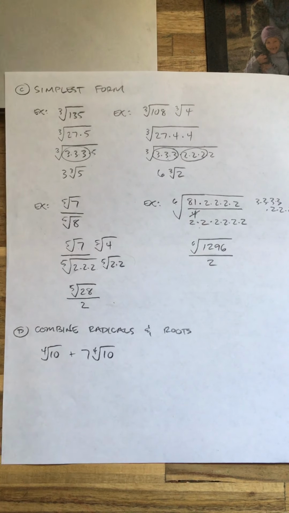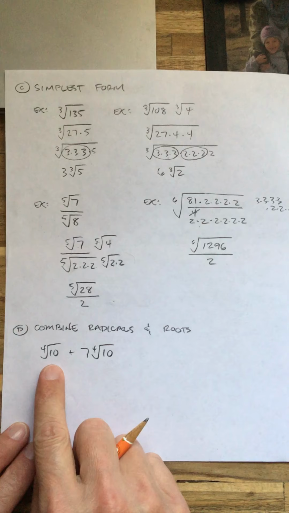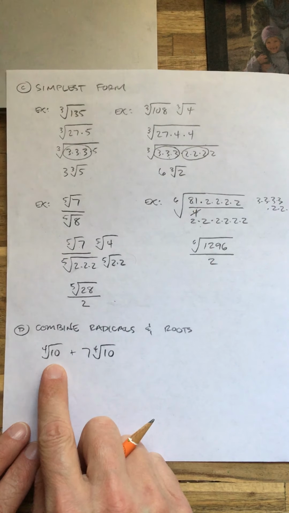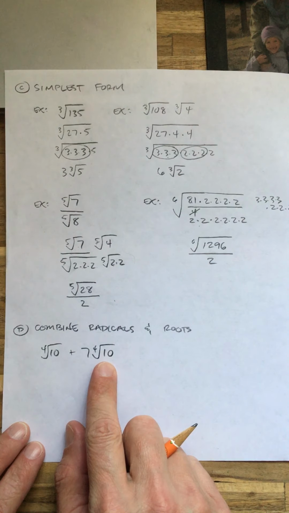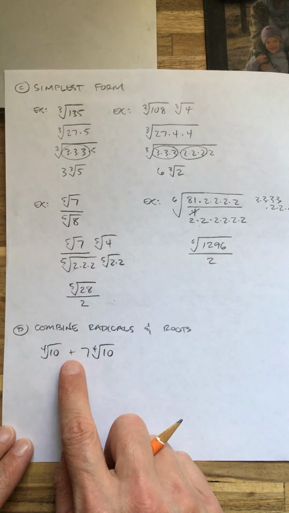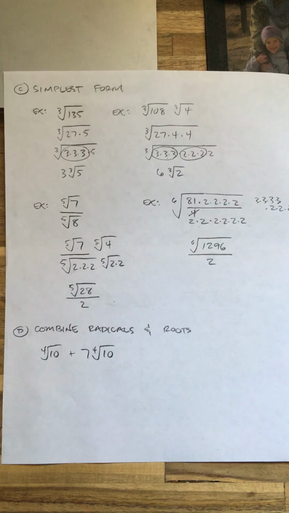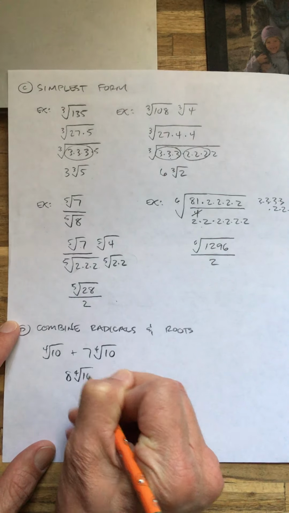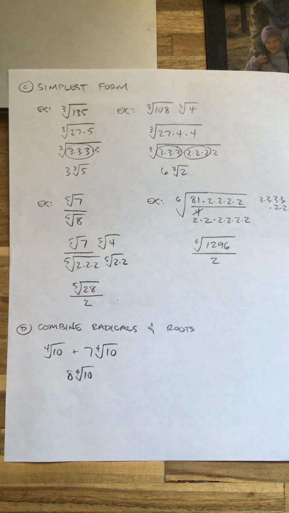Watch this. Most people are just like, okay, show me what to do. But listen, let me ask you something. How many fourth root of 10s do you have right there? That's right, you have 1. How many of them do you have there? You have 7. So, how many do I have all together? If I'm adding them, you're right, I have 8 of them all together. So I have 8 of the fourth root of 10s. Okay, that one's pretty straightforward. Not a lot going on there.